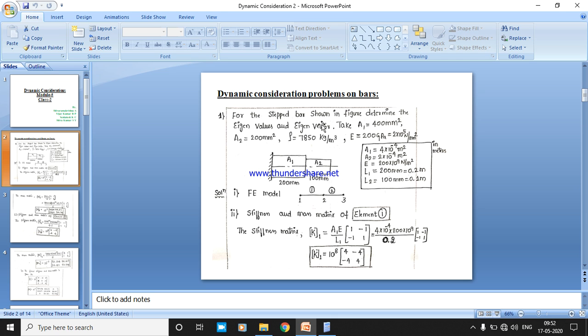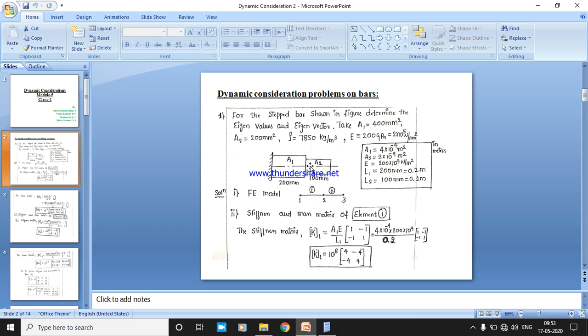For the stepped bar shown in the figure, determine the eigenvalues and eigenvectors. Take the area of the stepped bar: A1 is 400 mm square, A2 is 200 mm square, and the density of the material, rho, is equal to 7850 kg per meter cubed.